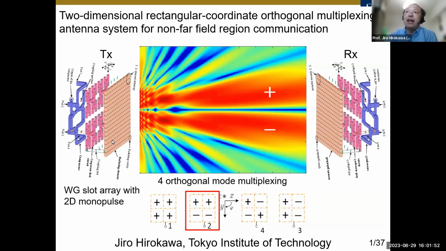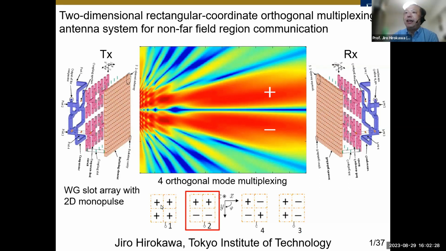On the top layer, we have the radiating slot array. This radiating slot array is divided into 4 subarrays, 2x2 subarray. Two-dimensional monopulse circuits excite this 2x2 subarray with 4 types of orthogonal excitation, as shown at the bottom.